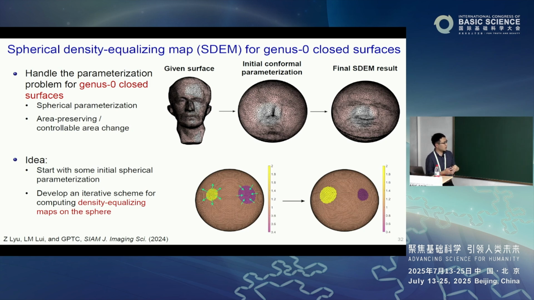And the pipeline is quite similar to the previous one. This time we have a genus zero closed surface, and we start with an initial conformal parameterization, and then we run some iterative schemes until we get the final SDEM result. The idea is that this time we are directly solving the density diffusion equation on the sphere. So we have to develop an iterative scheme that allows the points to move on the sphere and then expand or shrink different regions. Throughout the process, they should all stay on the spherical surface without going outside or inside.